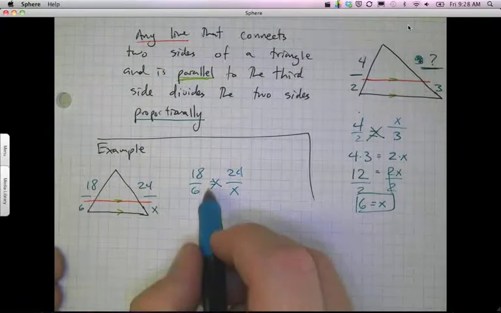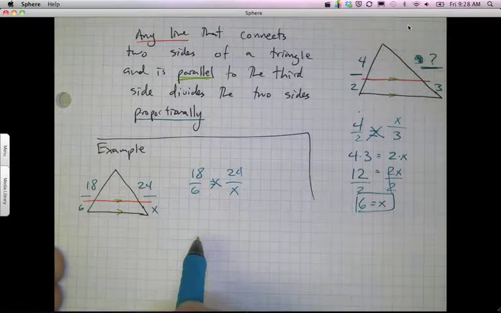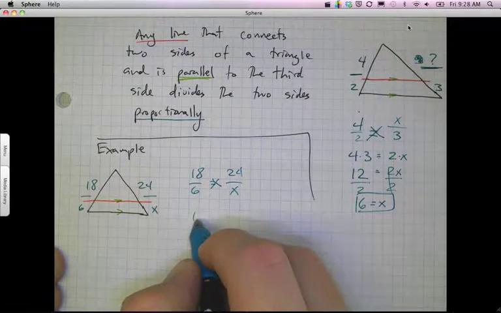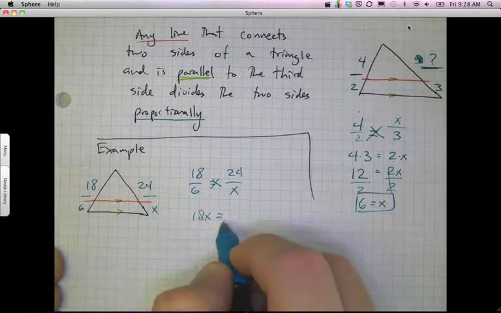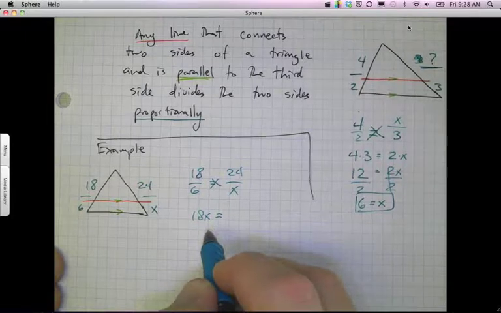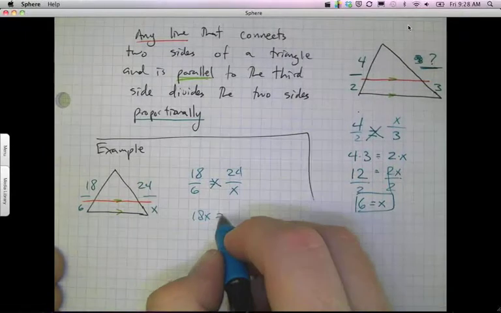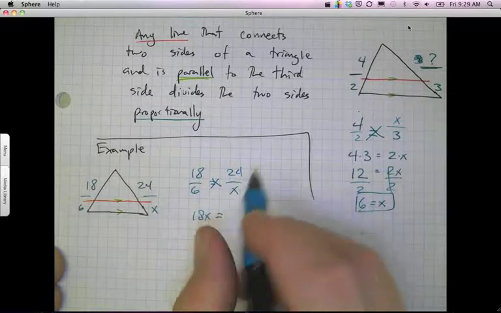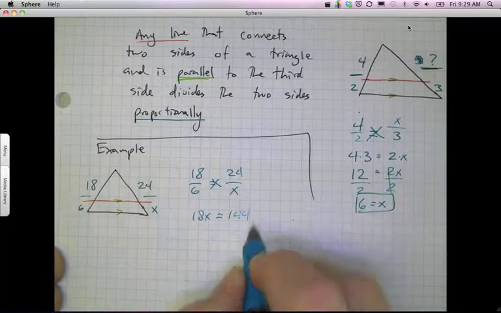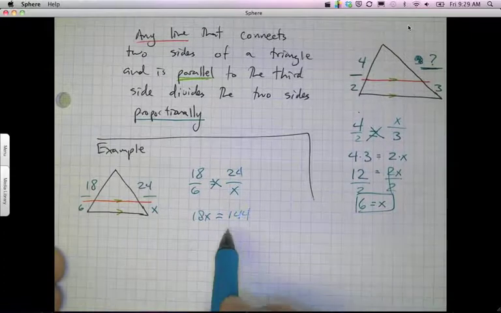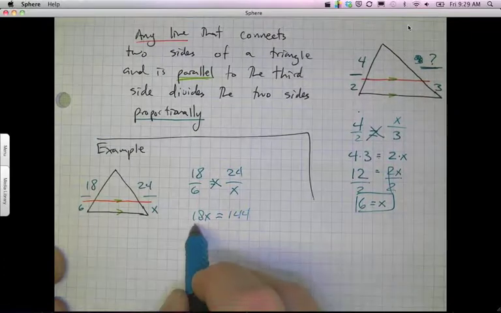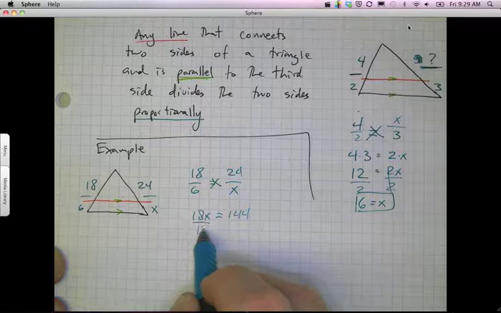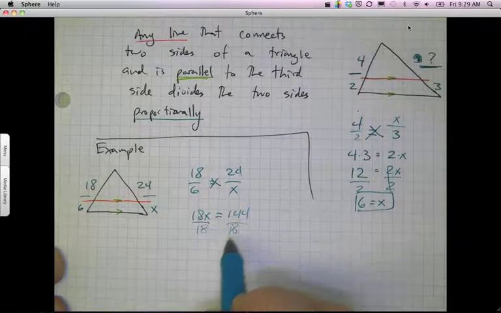So if you multiply them out, 18 times x is what? 18x. And 6 times 24. Can you do that in your head? Okay. I think it's 144 because 6 times 20 is 120, and 6 times 4 is 24, so it ends up being 144. So 18x is equal to 144. To get rid of the 18, divide both sides by 18. And what's 144 divided by 18?